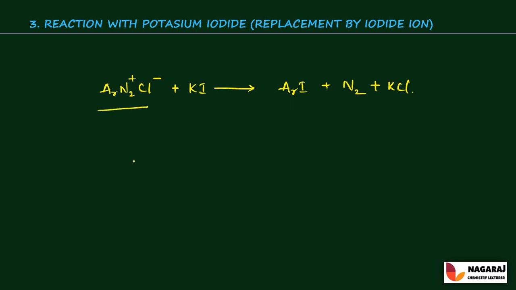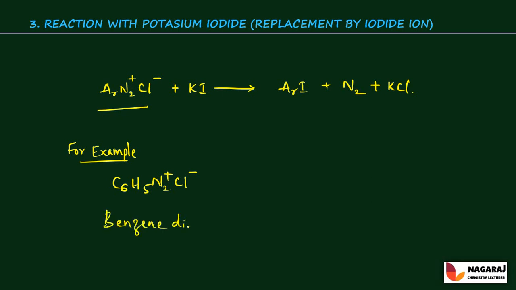In the previous classes we have studied the stability of aryl halides. For example, let us take C6H5N2+ Cl-. It is called benzene diazonium chloride.